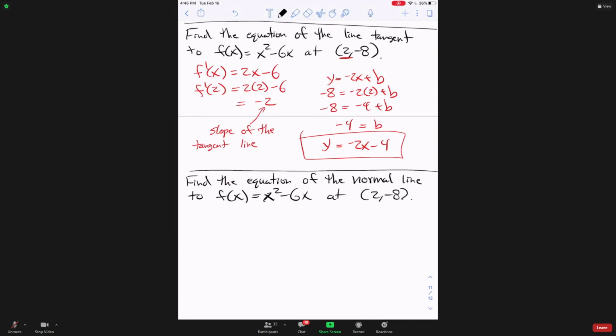So same function, f of x equals x squared minus 6x. This time find the equation of the normal line.